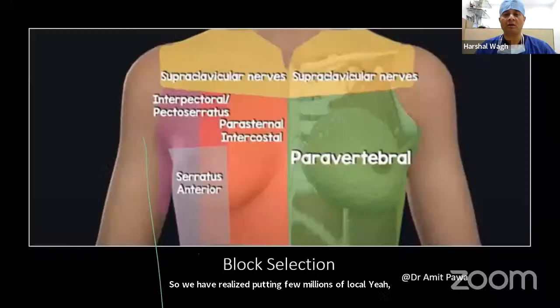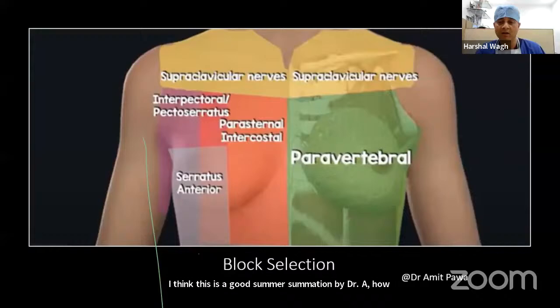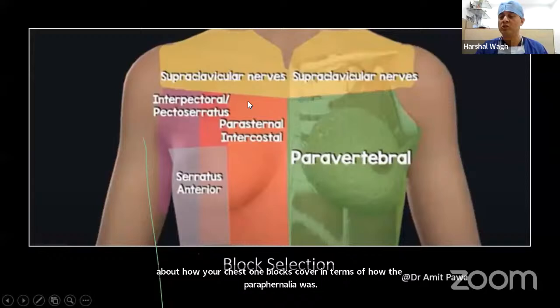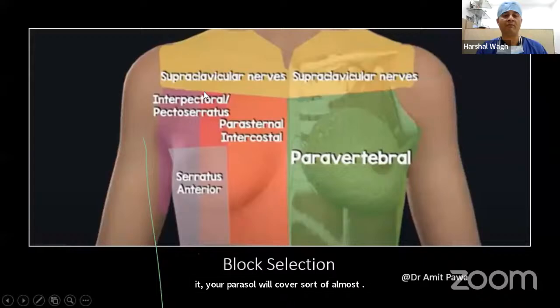Now, I think this is a good summation by Dr. Amit Pawar about how your chest wall blocks cover, and how the paravertebral covers. I'll come to the paravertebral in a minute. Otherwise, with the supraclavicular, you put some local anesthetic in the superficial cervical plexus, and it covers most of this area around the clavicle and just below it. Your parasternal will cover almost halfway to the midclavicular line. Your serratus is going to cover the lateral part of the chest wall.